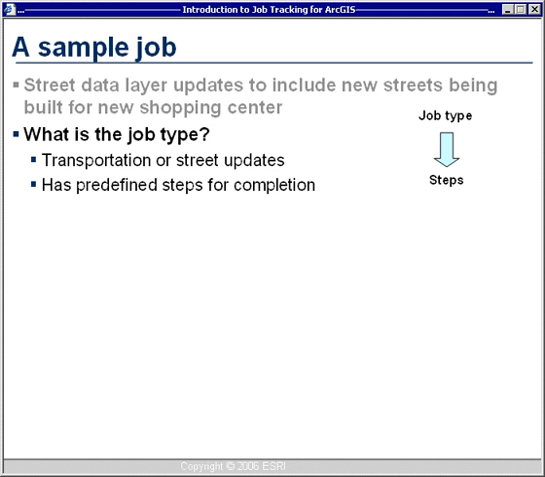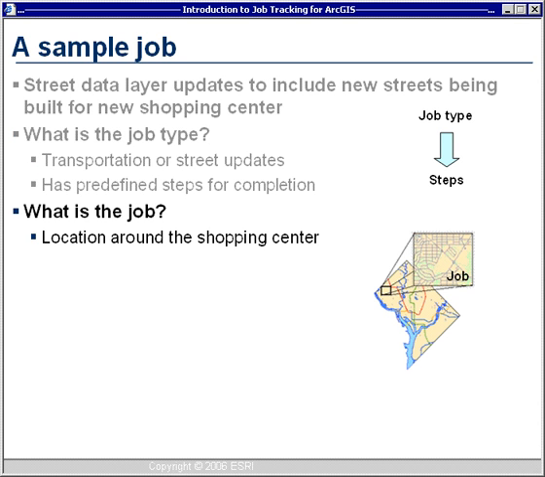To review our JTX terms, the job type for our scenario is a transportation or a street update. We're going to call it street updates. We'll talk more throughout the presentation about how to create job types. But for now, I need to tell you that every job type has predefined steps that guide the completion of the work. Our job will be the areas around the shopping center where the new streets are being added.